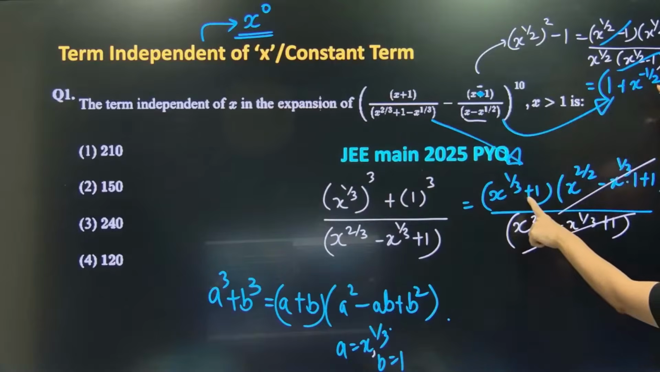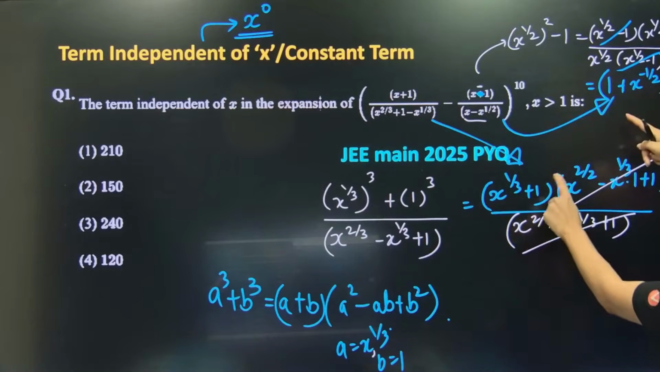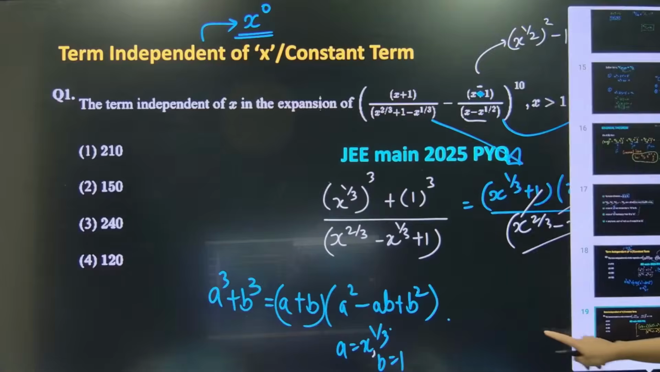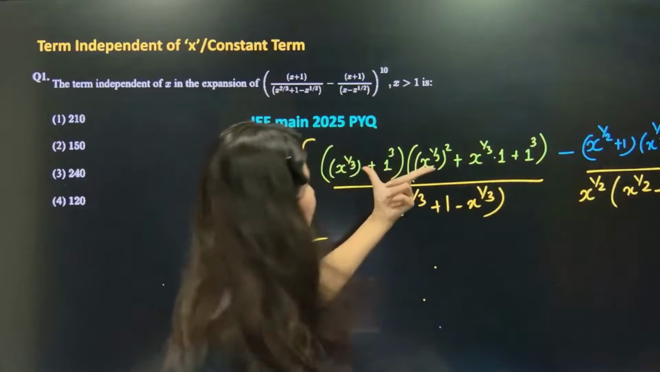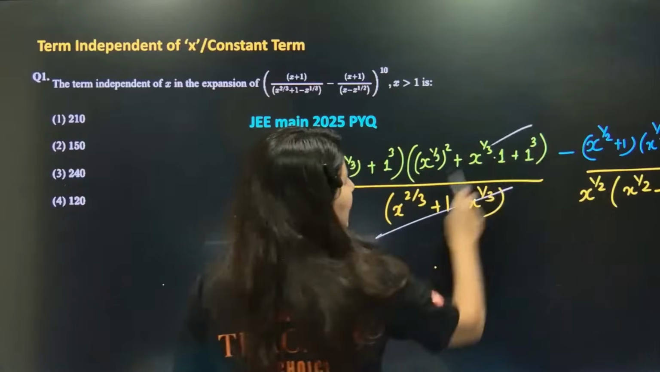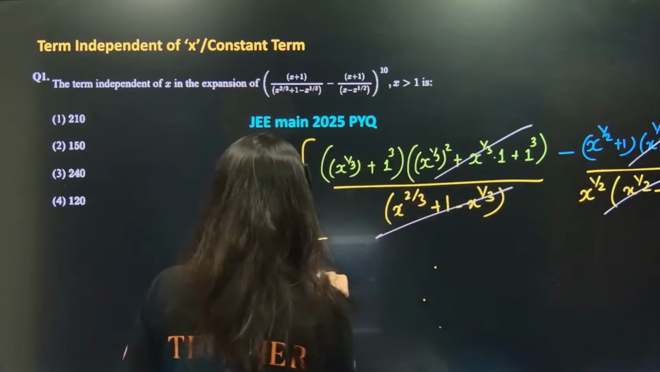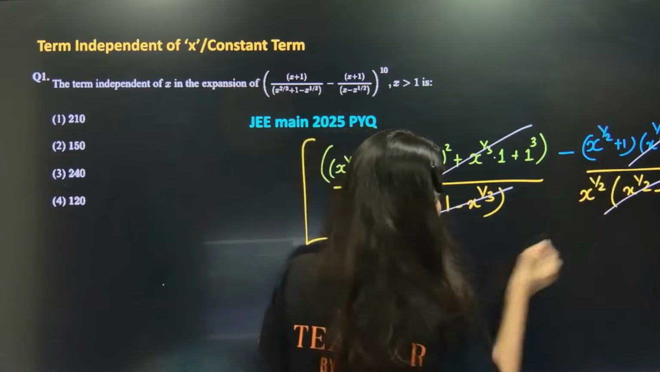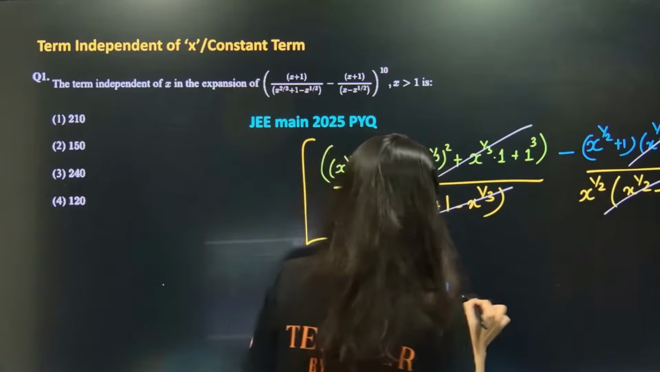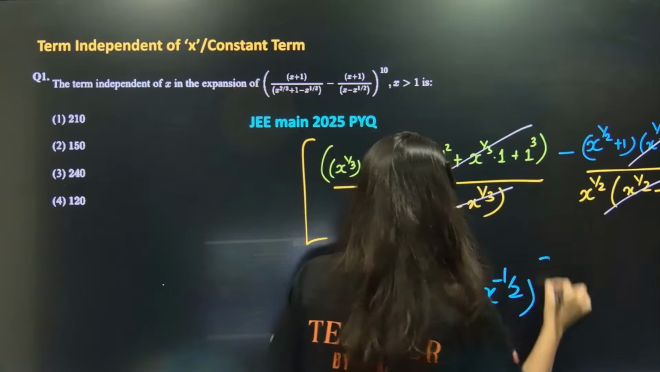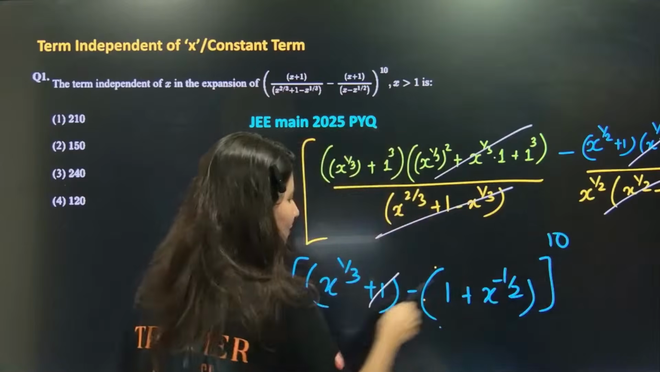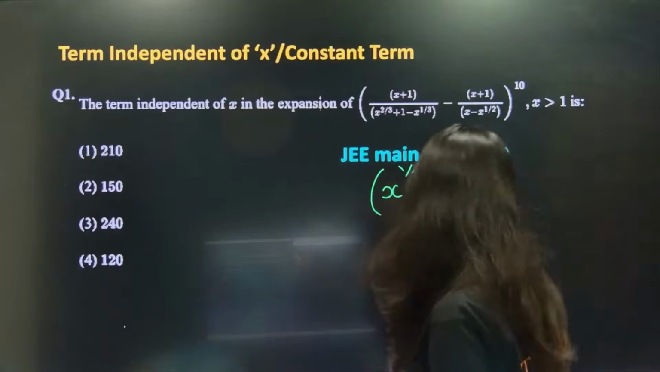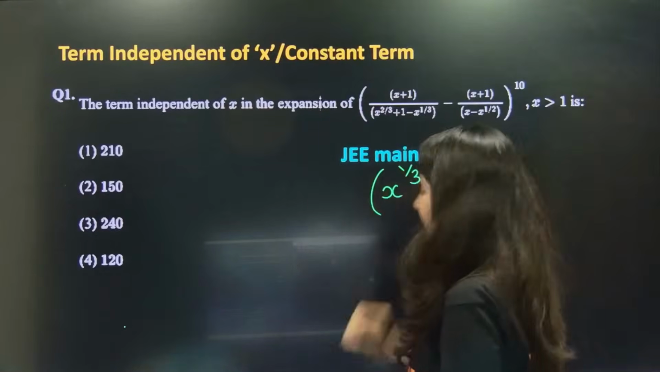Now you just need to subtract these two. If you subtract these two, 1 cancels, and x power 1 by 3 minus x power minus half will remain. Okay, so I have factorized it over here. You just need to cancel these two terms, and finally what you're going to get is x power half plus 1 minus, can you see, x power half upon x power half is 1, plus x power minus half, and whole power 10. So 1 cancels, the minus sign will get multiplied inside. So now this expression with negative sign will look like this.